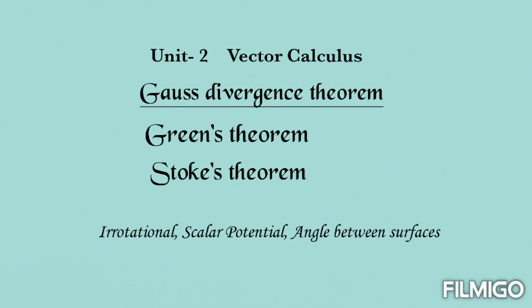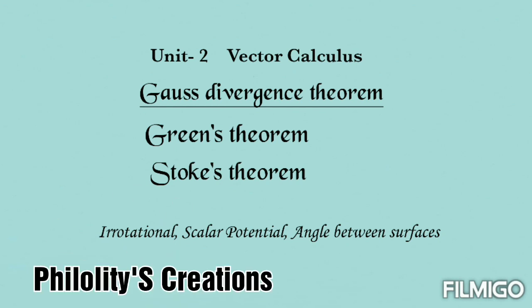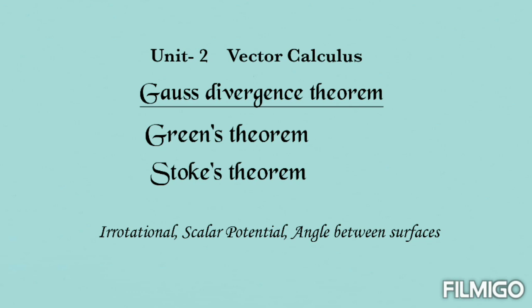In Unit 2, we have 3 theorems, Gauss, Green's and Stokes. If you learn any 2, you can score 16 marks. And the most important is Gauss divergence theorem.